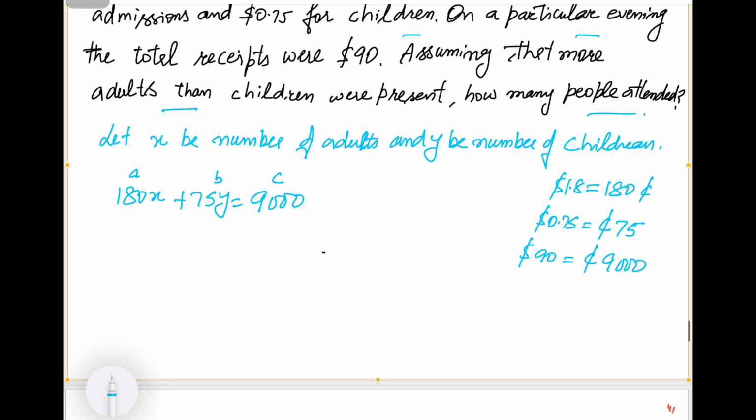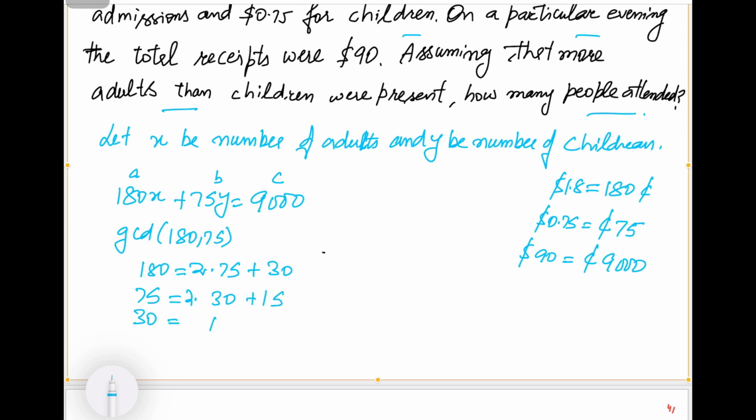So using the Diophantine equation method, first we find a particular solution. For that purpose, first we need the GCD of 180 and 75. So we divide 180 by 75. Quotient is 2, remainder is 30. We divide 75 by 30. Quotient is 2 again and remainder is 15. Divide 30 by 15. Quotient is 2, remainder is 0. So last non-zero remainder is the GCD, that is 15. So GCD is 15.